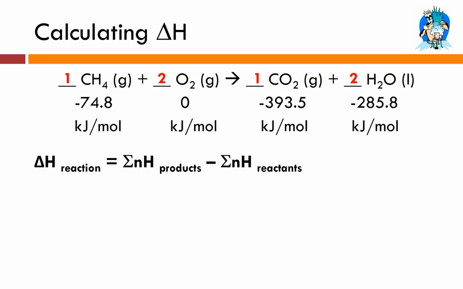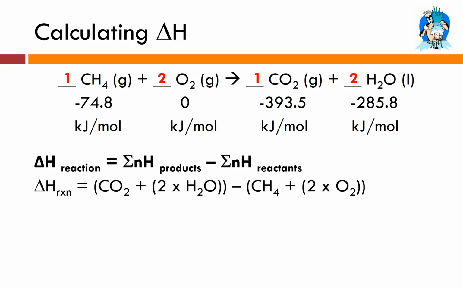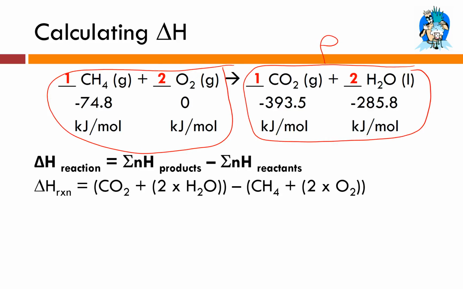We're going to use this formula. Delta H of the reaction is equal to the summation of moles enthalpy of the products minus the summation of moles enthalpy of the reactants. Before we start putting numbers in there, let's talk about what this is going to look like. It's always products minus reactants. And if you look, you have carbon dioxide and water as your products in a 1:2 ratio.